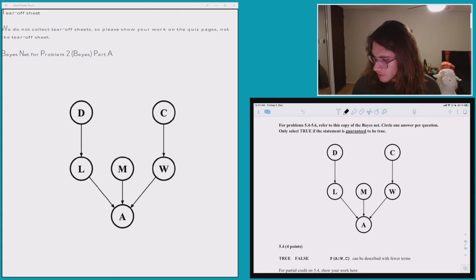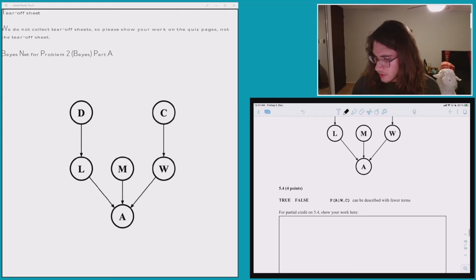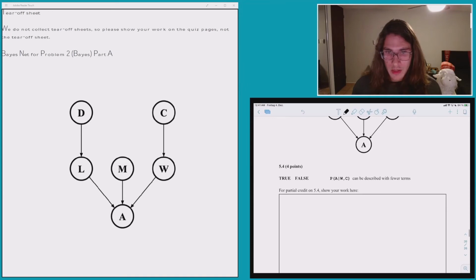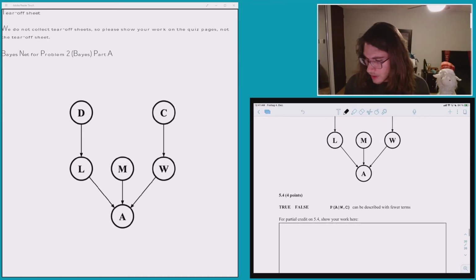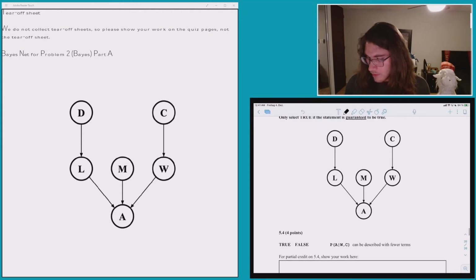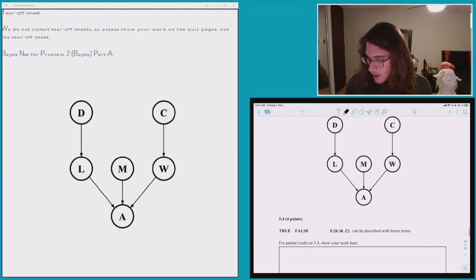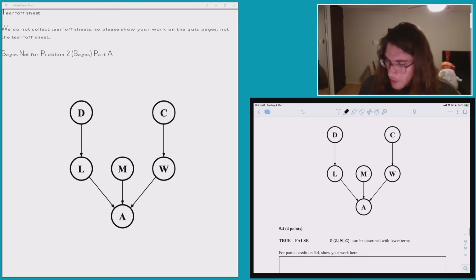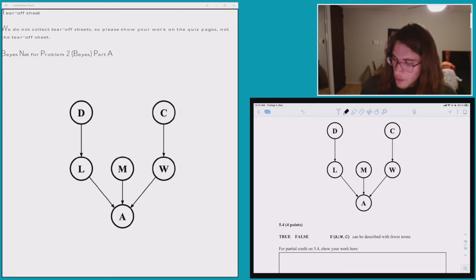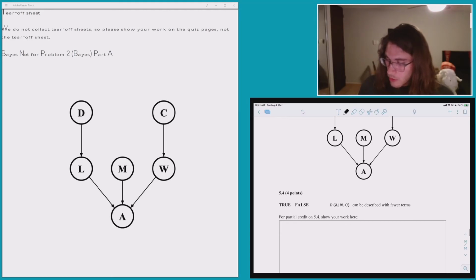Let's see. This is just a copy of the Bayes net. And now I'm being asked, can this expression be described with fewer terms, A given W and C? The first thing that I can point out is W is the parent of A and C is the parent of W, which means A given W is conditionally independent of C. But one would have to, so it's true. And the way to simplify it would be by doing this.